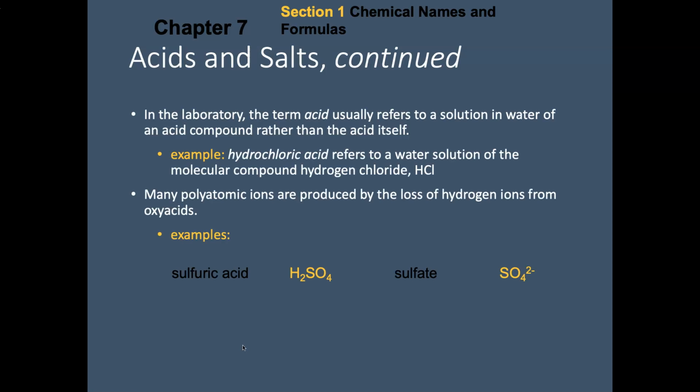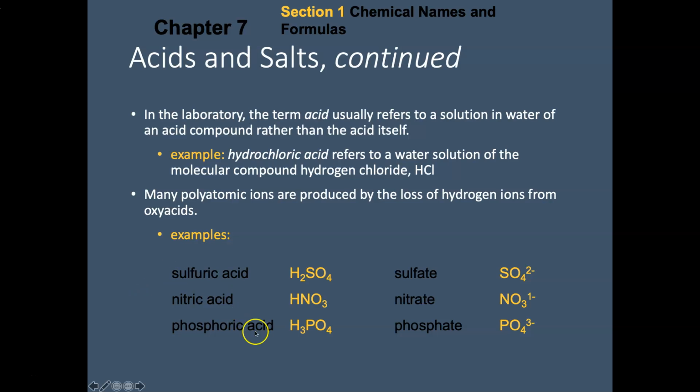So the term acid is typically going to refer to something in water. So we don't just say, oh, hydrochloric acid. What we say is that it's HCl. So the molecular compound HCl that is dissolved in water becomes the acid hydrochloric acid. So things that are referred to as acids are compounds that are dissolved in water rather than just the compound by itself. Okay, so put that one in the back of your mind.